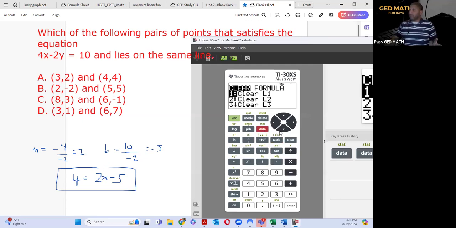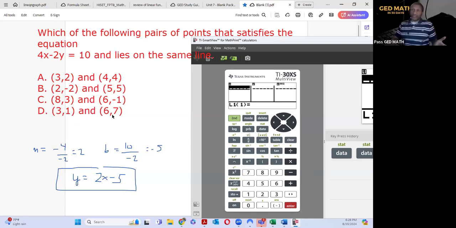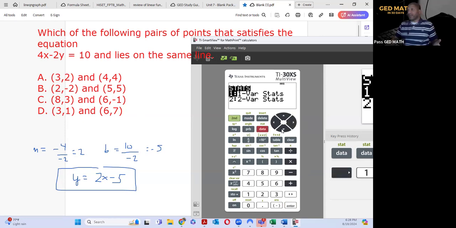Let me clear this out. I'm only going to do the last one. Okay. Since we know the answer is D, my X's are 3 and 6, and then my Y's are 1 and 7. Second, data, 2 variable calculate.